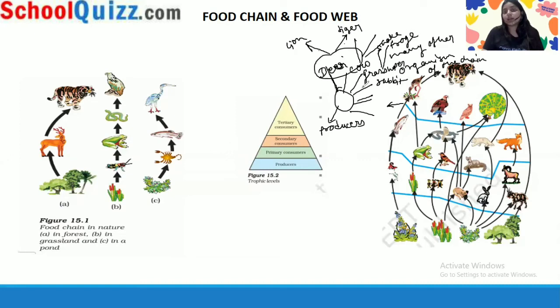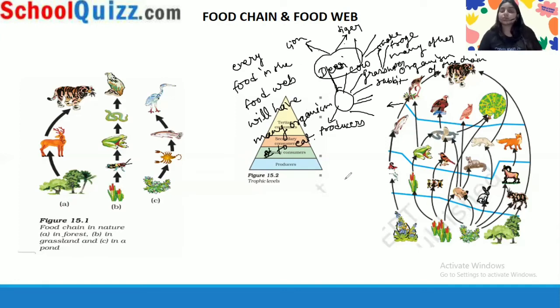Means every food in the food web will have many organisms to eat it. Okay.